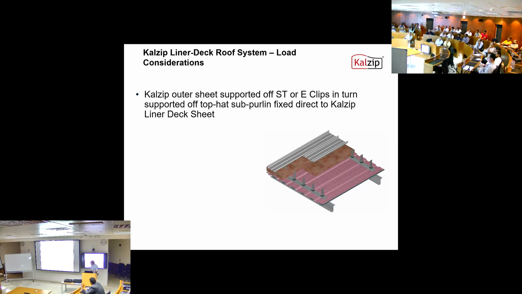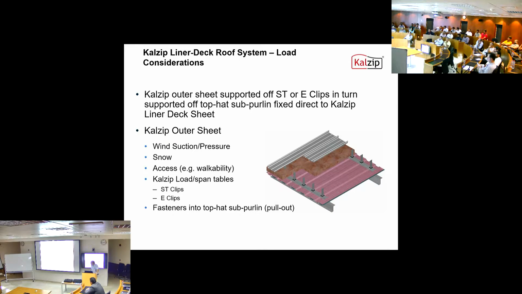So the cowslip outer sheet is fixed to the clips. The clips are fixed to the top hat, and the top hat is fixed to the structural liner deck. The cowslip sheet accommodates the wind suction loads or any pressures, imposed loads, access, walkability. Again, we look at the load span tables, compare the span and the cowslip profile to determine the centres. Again, we also look at the fasteners into the top hat, into the structural liner deck.